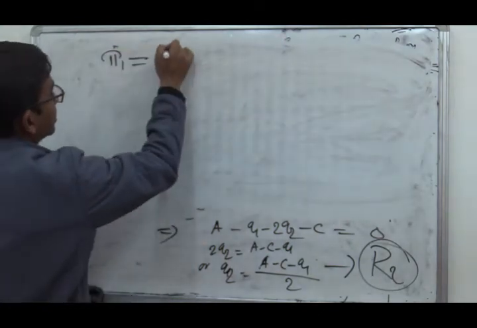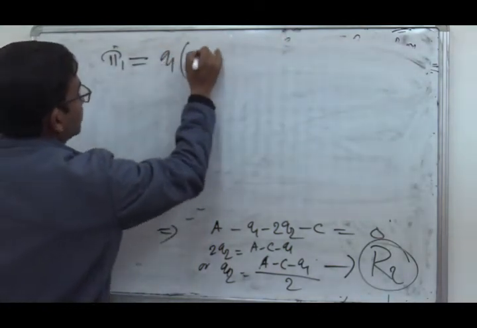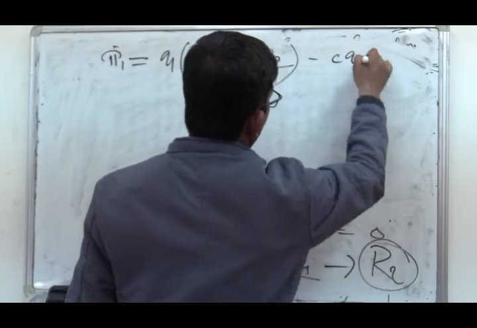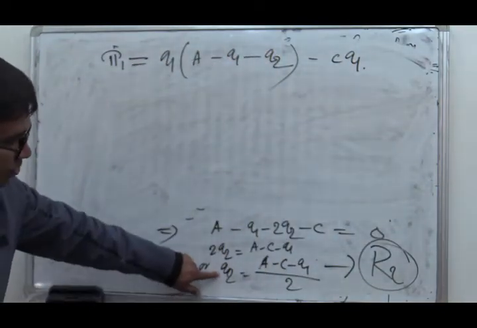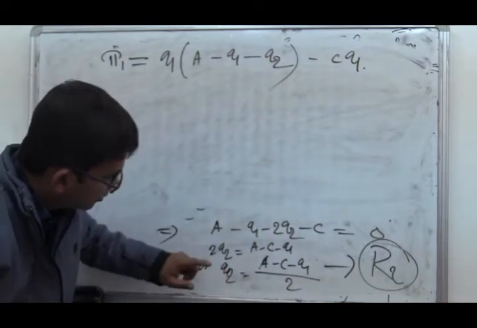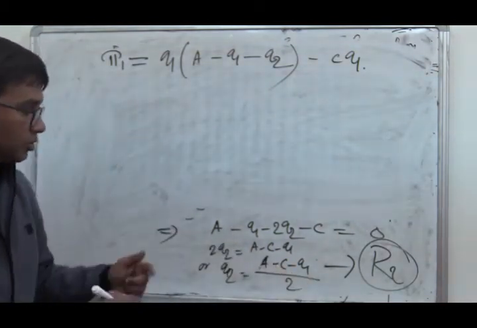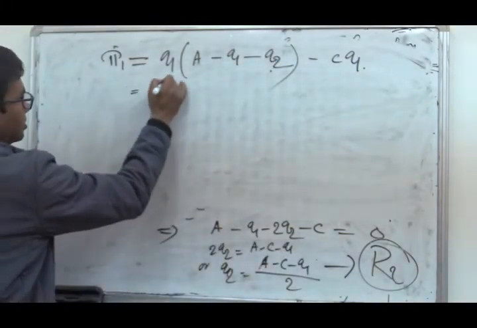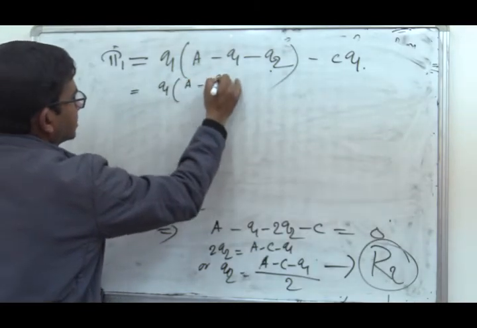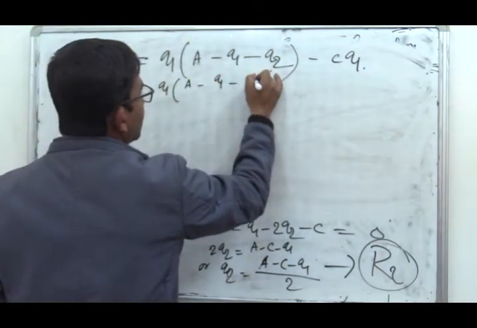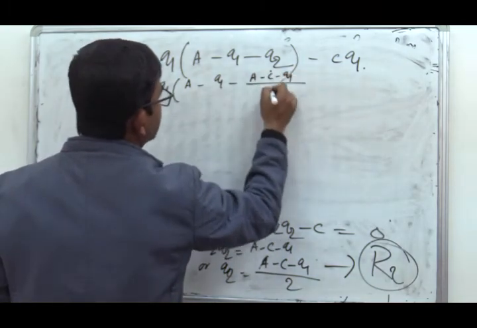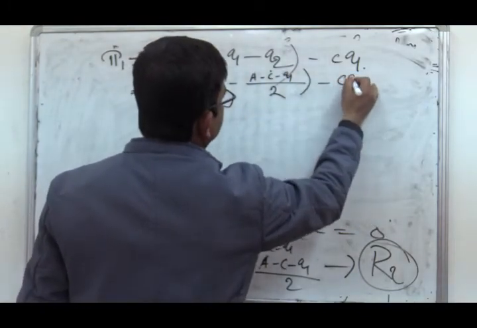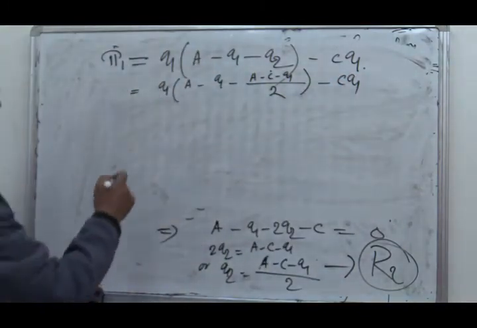So now let us consider the objective function, or profit function, of firm 1. It will be Q1 into (A minus Q1 minus Q2) minus C·Q1. Now what will we do? We know that Q2 is dependent on Q1. So I will replace this Q2 with the reaction function. So Q1 into (A minus Q1 minus (A minus C minus Q1) divided by 2) minus C·Q1.